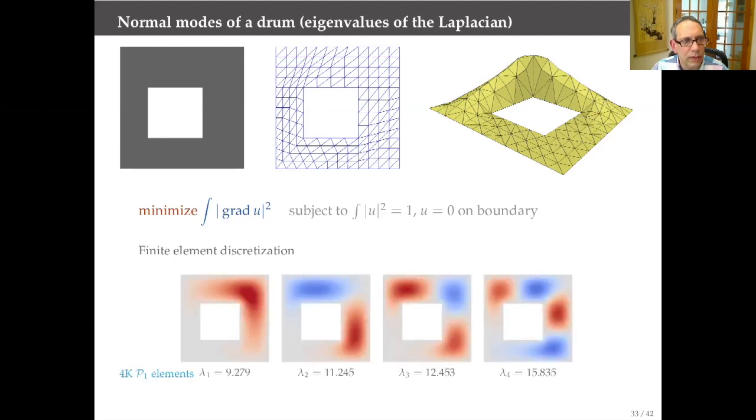Here are the outlines. The fundamental mode of a drum is this first one, which is large in this corner and almost zero in the opposite corner. This is computed with 4,000 piecewise linear elements. And the energy it gives, the value of this minimum, is 9.279. That's the next mode and its energy and so forth. And those are quite accurate. If we wanted them more accurate, we'd take more triangles or higher degree polynomials or both. Here's both, 16,000 triangles, fourth degree polynomials. And the numbers have now settled down to 9.19, 11.166, and so forth. So that works great. Now let me show you an example that doesn't work as great.